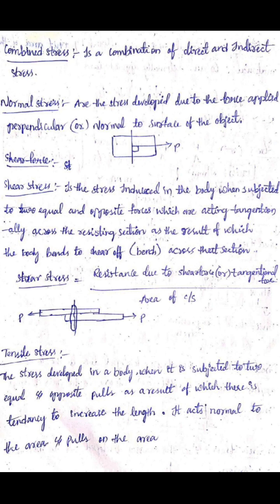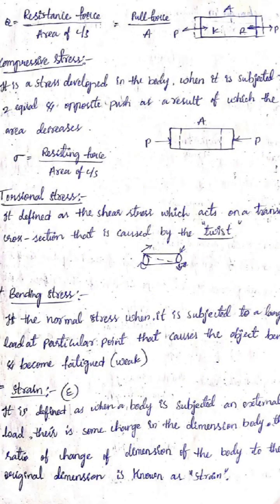Tensile stress. The stress developed in a body when it is subjected to two equal and opposite pulls, as a result of which there is a tendency to increase the length. It acts normal to the area and pulls on the area. Sigma equal to resisting force divided by area of cross section, that is pull force by A. So pull force, you can see in the figure, divided by area.